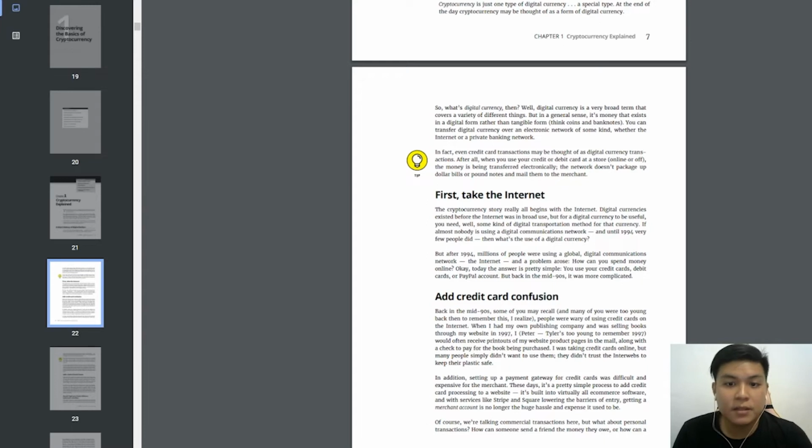So you can transfer digital currency over an electronic network of some kind, whether the internet or a private banking network. In fact, even credit card transactions may be thought of as digital currency transactions. After all, when you use your credit or debit card at a store, online or offline, the money is being transferred electronically. The network doesn't package up dollar bills or pound notes and mail them to the merchant.